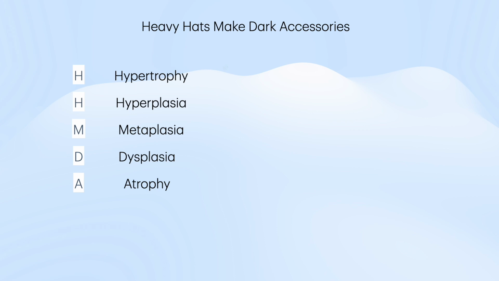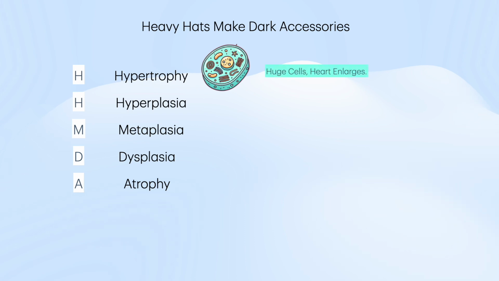Let's break that down. H is for hypertrophy. Cells get bigger like in cardiac hypertrophy, where the heart muscle cells increase in size to handle more work. A simple way to remember this is huge cells, heart enlarges.